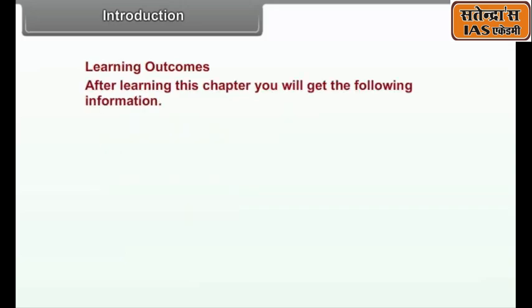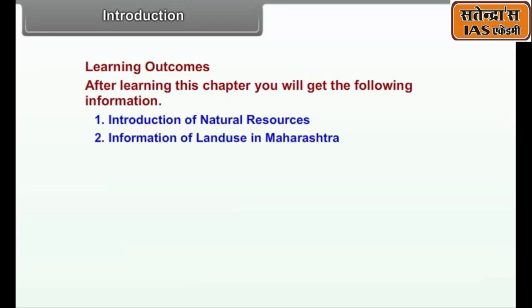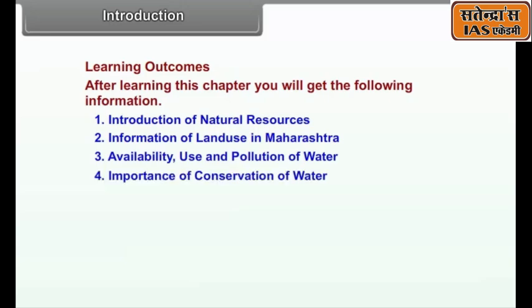Learning outcomes. After learning this chapter, you will get the following information. Number 1. Introduction of natural resources. Number 2. Information of land use in Maharashtra. Number 3. Availability, use and pollution of water. Number 4. Importance of conservation of water.